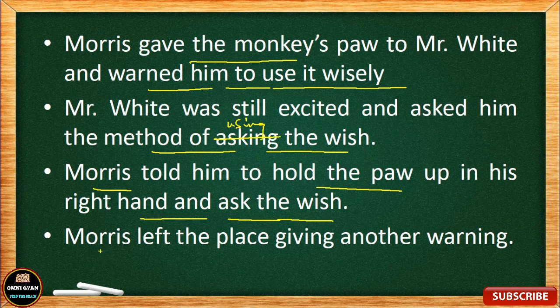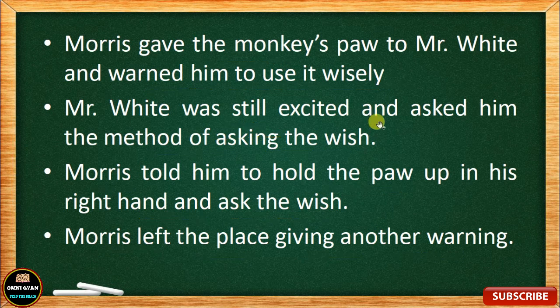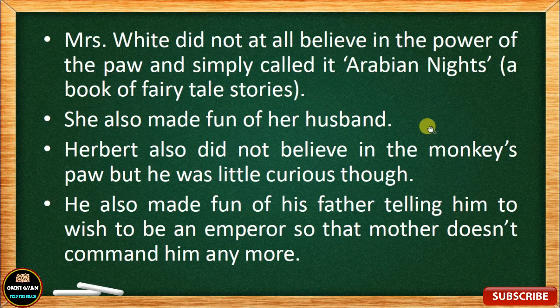Okay, and Morris left the place giving another warning. Morris चला गया वहाँ से, लेकिन जाने से पहले, before leaving, Morris gave another warning to Mr. White: whenever you ask for any wish, जब भी तुम कोई wish मांगो, बहुत sensible wish मांगना. This sensible word is there in your textbook also. Ask a very sensible wish. Don't ask for any and everything. Think and ask, otherwise the monkey's paw will cause enough damage to you.